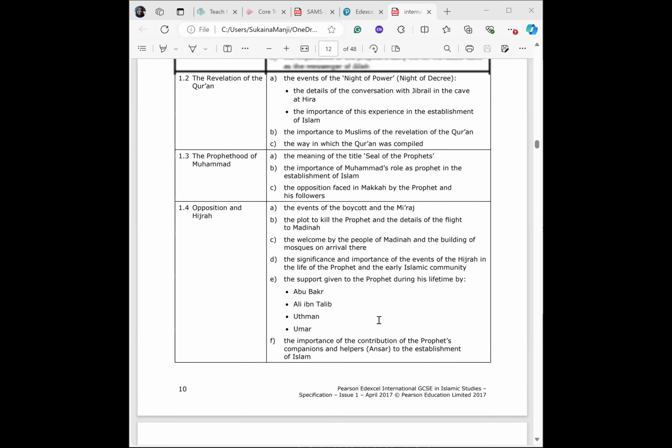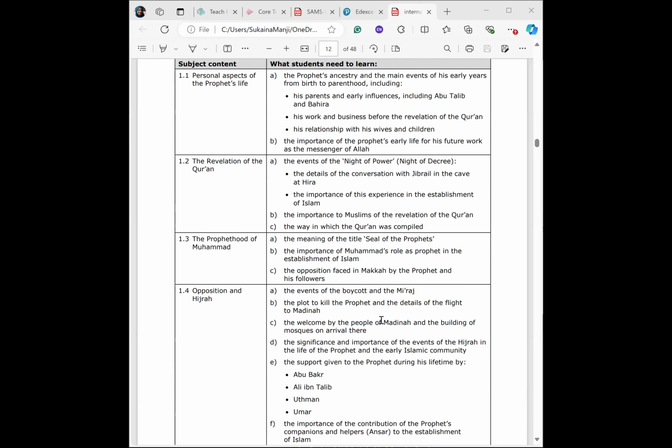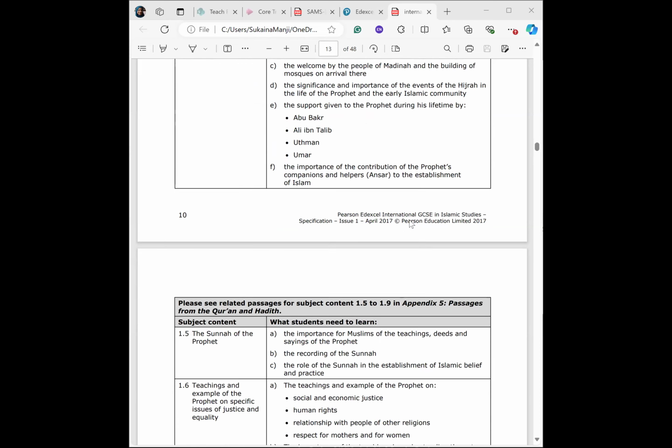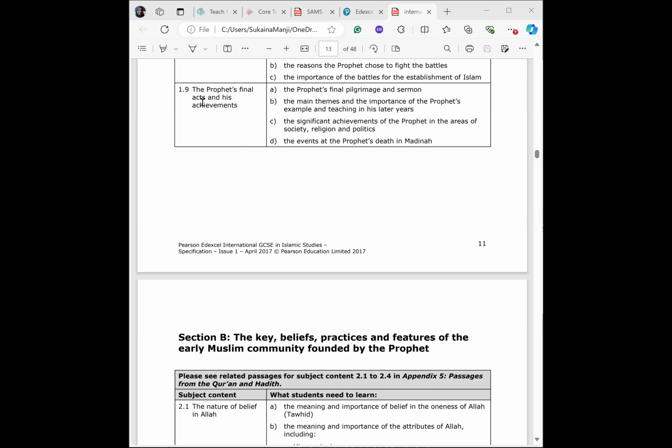So if you look at, for example, the topic on personal aspects of the Prophet's life, we start looking at the Prophet's ancestry and his early years from birth to parenthood. And we look at revelation of the Quran, where the events of the night of power is discussed, and these all continue forward. And then you can see the last topic, 1.9, talks about the Prophet's final pilgrimage and his sermon.